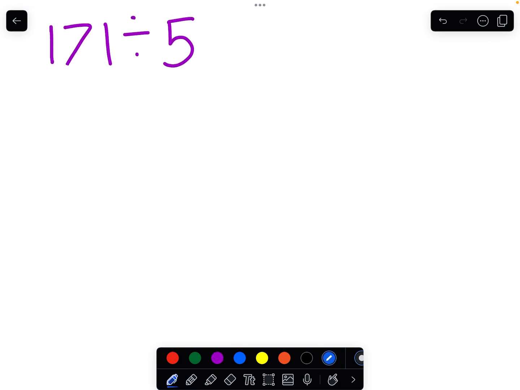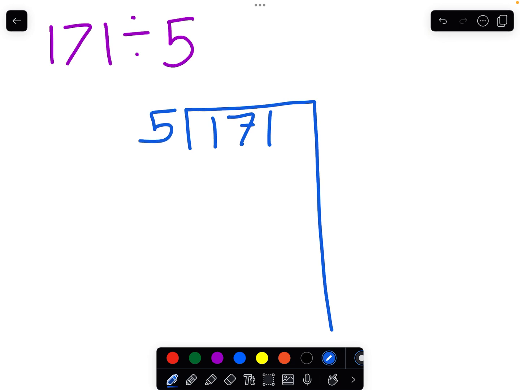First, I need to set up the problem. 171 divided by 5. You can see sometimes I write my 7s with that little line. You know what? It's a force of habit. What can I tell you? And let's get to it.